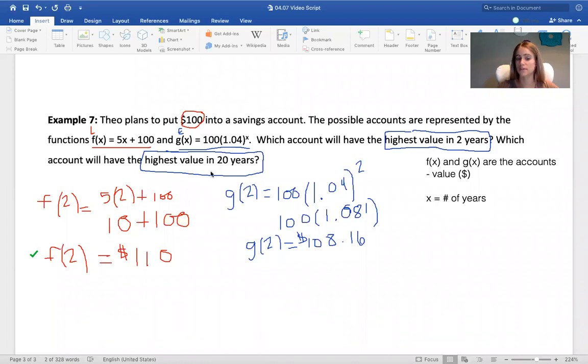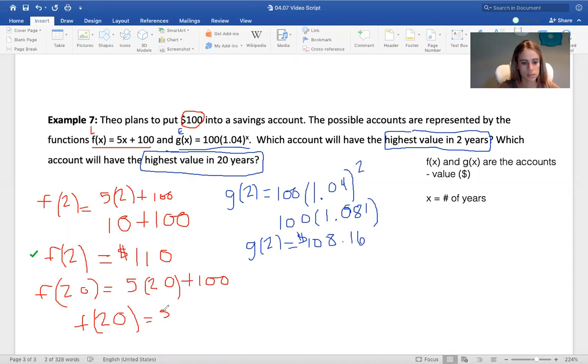All right, now let's see who will have the highest value in 20 years. So f of 20 equals 5 times 20 plus 100. All right, so 5 times 20 is 100. 100 plus 100 is 200. So after 20 years, this account will have $200.